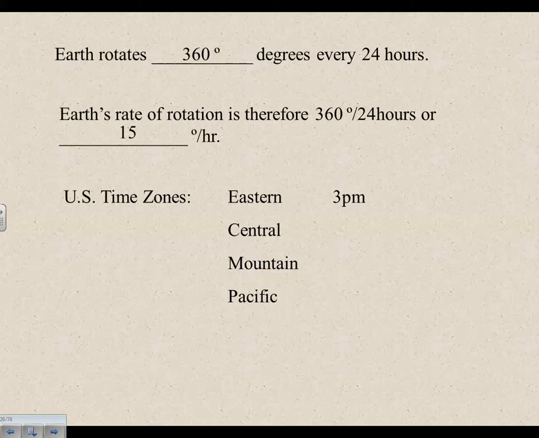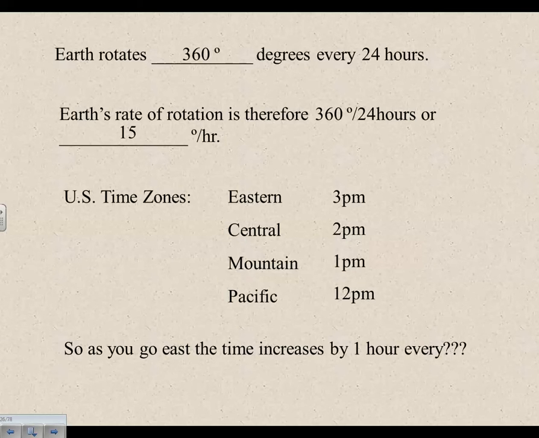In the United States, our basic time zones: in the Eastern time zone where we live, let's say it's 3 p.m., because we've rotated into the sunlight first compared to the Central time zone, which is 15 degrees behind us, they would be 2 p.m. Mountain would be 1 p.m. Pacific would be noon, 12 p.m. So these are the time zones in the continental United States.